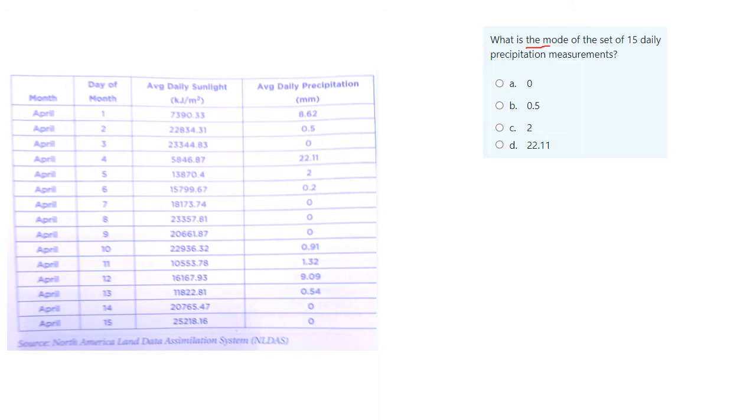Then what is the mode of the precipitation? So the mode is the most common. We can see 0, 0, 0, and 0. 0 is there 6 times. So the answer is A.